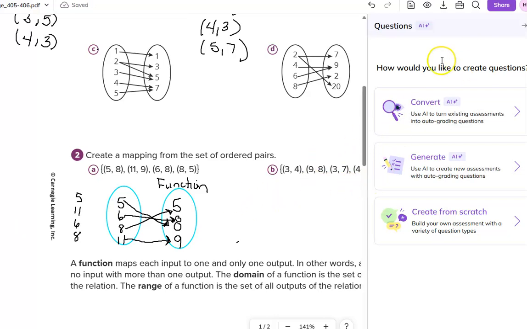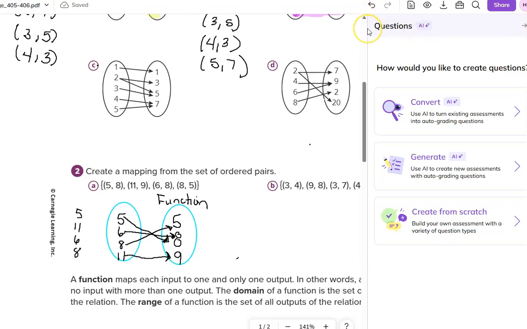Okay, let's do the next one. Sorry, I don't know why it did this or how to get it off. Hold on.